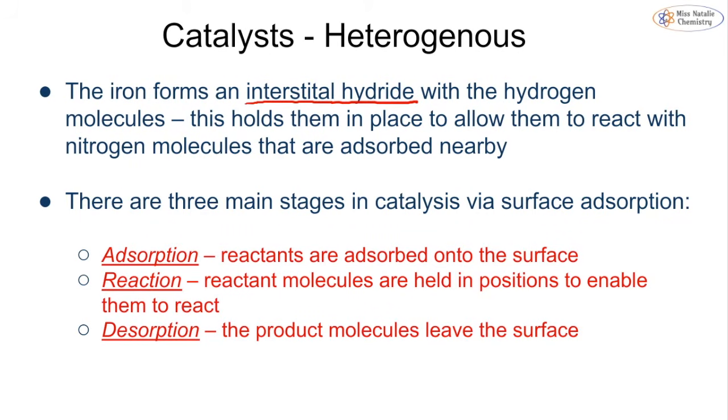Okay, and the 3 main stages in catalysis, which in other words means the catalyst working, are known as adsorption, reaction, and desorption. So if we go through what these 3 things mean, adsorption means the reactants being adsorbed onto the surface of the catalyst. Please be aware that it is adsorbed, not absorbed. If you write absorbed, you will lose the mark. It's adsorbed. And that means that they are being held onto the catalyst.